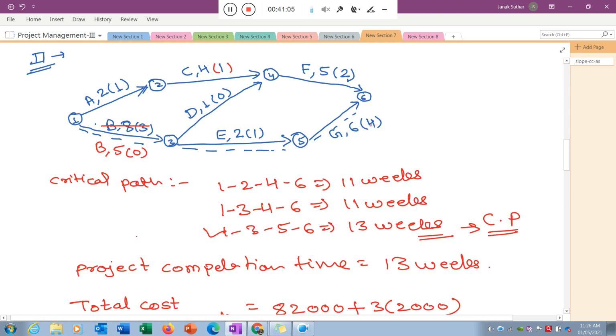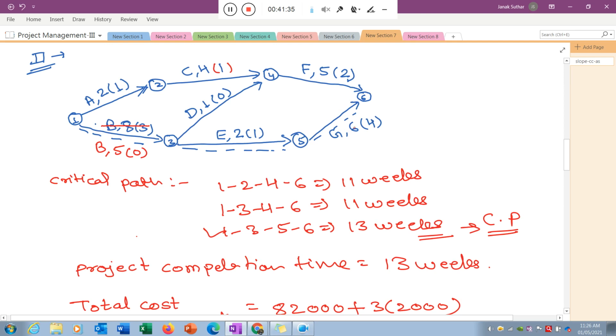Okay, but if I reduce this activity by 1 week, the critical path length will now be 12 weeks. If I reduce activity G by 2 weeks, then my critical path is 11 weeks, and the other path will also be critical. If I reduce this 5 to 6 activity by 3 weeks, it will reduce this path length 1 to 3, 3 to 5 and 5 to 6.